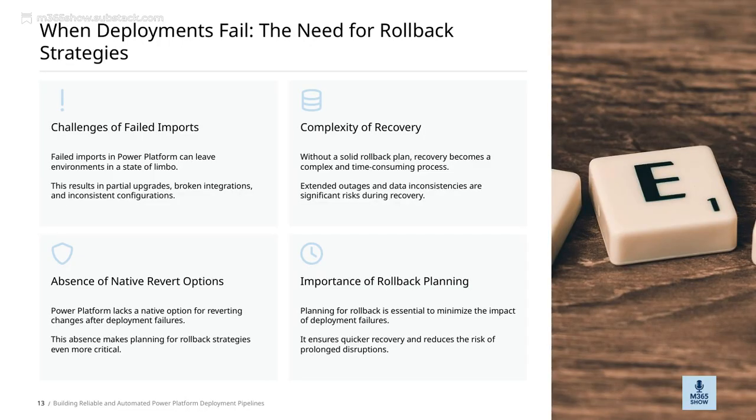Planning for rollback helps us minimize the impact of any failure, allowing for quicker recovery and reducing the risk of prolonged disruption. It's all about being prepared so that if something goes wrong, we can swiftly revert to a stable state. Now, one important thing to remember is that Power Platform doesn't have a native option for reverting changes after a deployment failure. That means we can't just click a button and undo what we did.